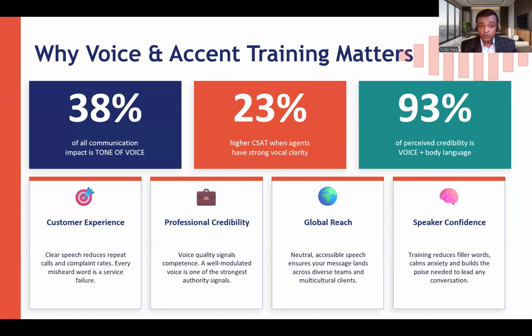Why this program was so important: 38% of all communication is impacted by tone of voice, and there are 23% higher satisfaction scores wherever you're working. And finally, it's important because 93% is the perceived credibility of your voice along with your body language. You can use this very much in customer service, in meetings, in your personal credibility, global reach, and speaking with confidence.